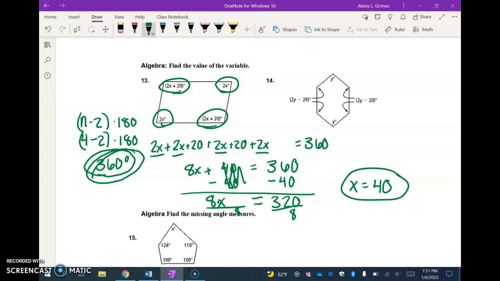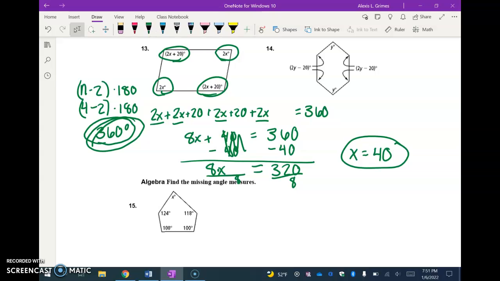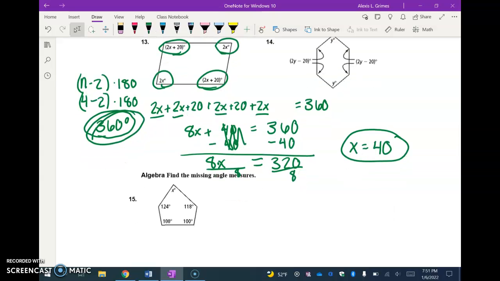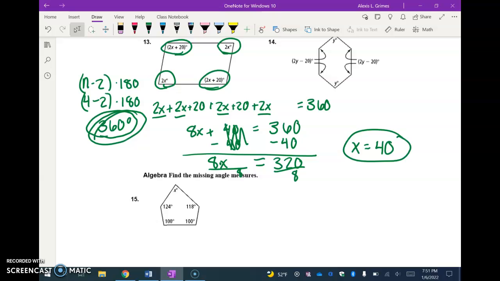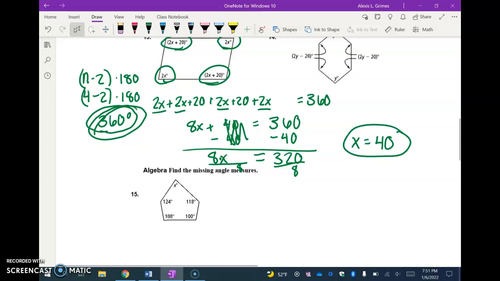I want you to fix number 14 on your own. If you're stuck on it, come talk to me or send me an email. I guess I'm not there in person yet. But here's number 13 completely done for you. If that still doesn't make sense, shoot me an email and be like, hey, this doesn't make sense to me.